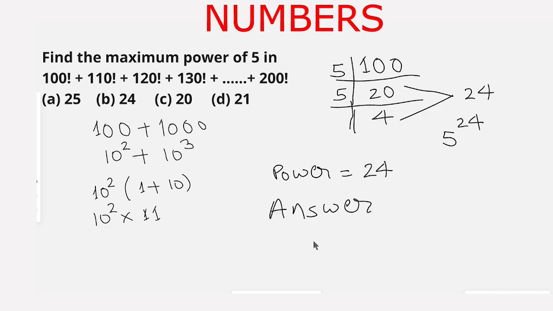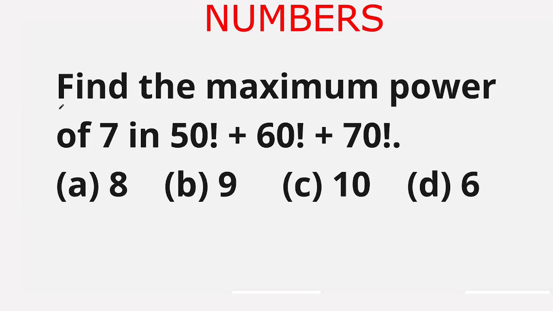And from the given options, our answer is option B, 24. I hope you have understood the method of solving such type of questions. We go to the next question. Our question is, find the maximum power of 7 in 50 factorial plus 60 factorial plus 70 factorial. The given options are option A 8, option B 9, option C 10, option D 6.